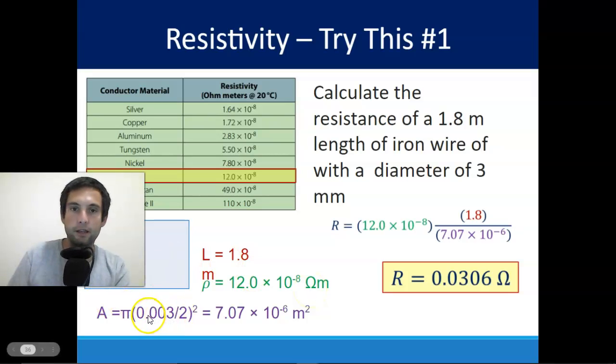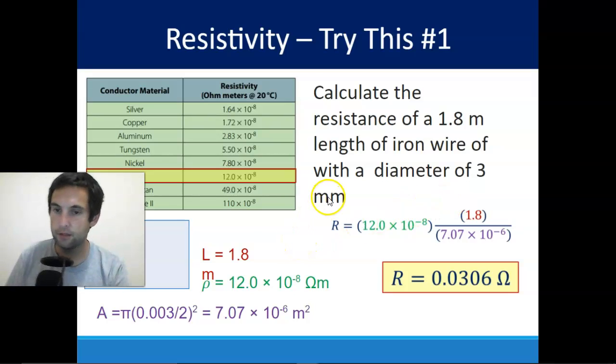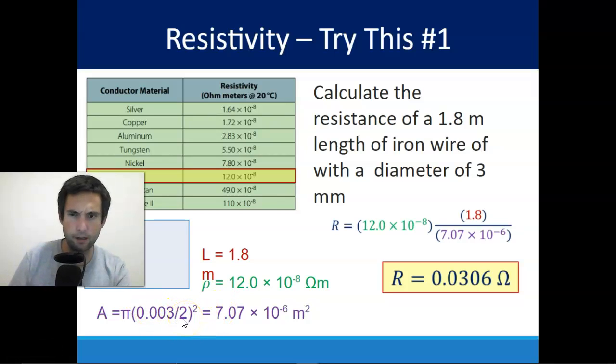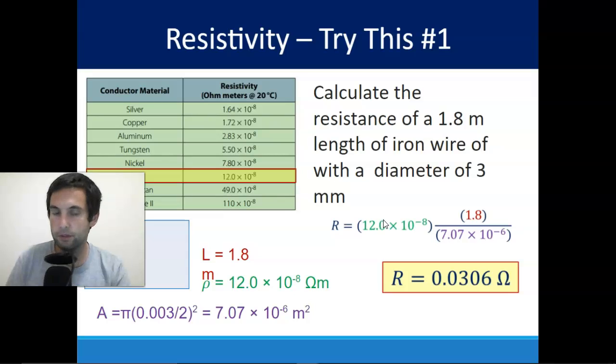Cross-sectional area, the diameter is 3 millimeters. Be careful there. It's millimeters, so you've got to move that decimal point, 10 to the negative third. And that is diameter, so we need to have, it's pi r squared, so we're going to take half of the diameter squared. And then we can just plug and chug into that equation from there. And we should get 0.0306 ohms.